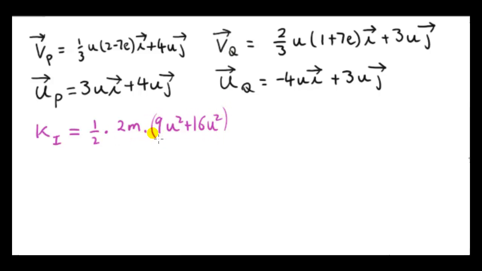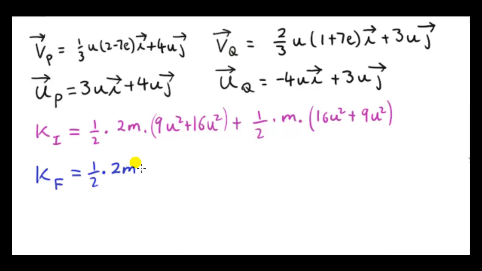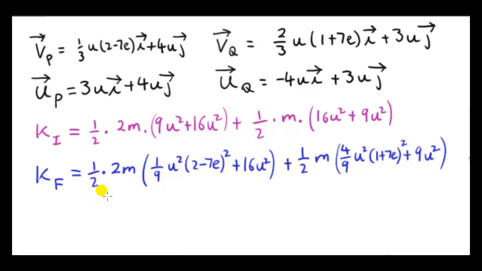That's the kinetic energy of sphere P, and we want to add on to it the kinetic energy of sphere Q. It's half its mass. The mass of sphere Q is actually m, and its speed squared is got by squaring the components and adding them. So it's 16u squared plus 9u squared. So we do a similar thing, of course, for the final kinetic energy. So here's the final velocity of sphere P. So its final kinetic energy is half its mass, which is 2m, times its speed squared. So we have to square the components and add them. Okay, so that's the final kinetic energy.